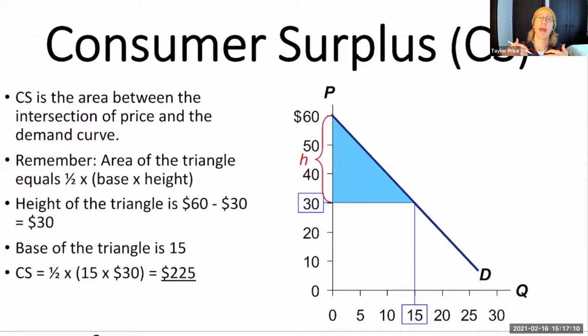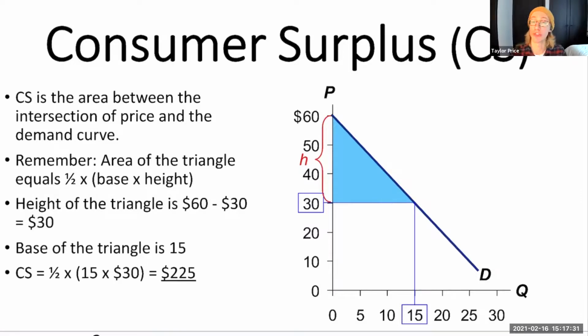Professor, does this have anything to do with price ceilings and floors, or no? Yes, we will talk about price ceilings and floors. I believe that's in chapter 6, so the next chapter. Okay, got it. Thank you.